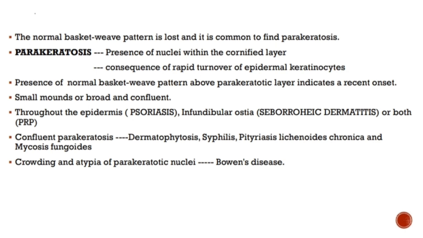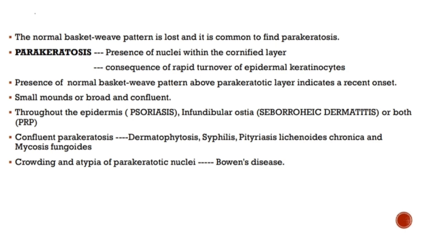So basically, parakeratosis is the presence of nuclei within the cornified layer. It occurs due to the rapid turnover of epidermal keratinocytes. In the histological image, if there is a normal basket weave pattern above the parakeratotic layers, it indicates recent onset of the disease. This parakeratosis can be in the form of small mounds, it can be broad or it can be confluent.